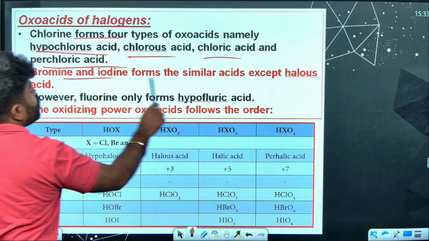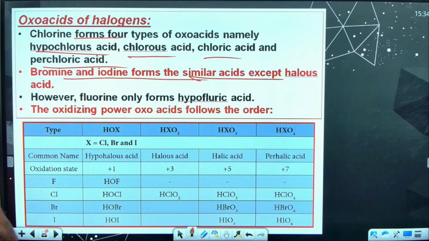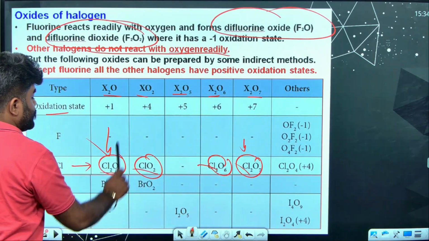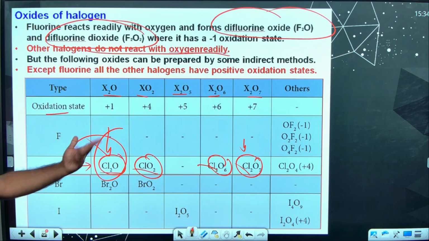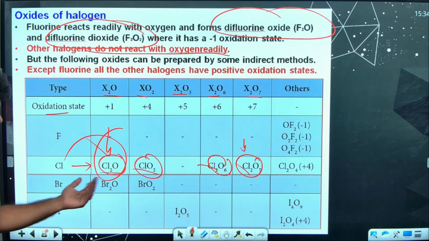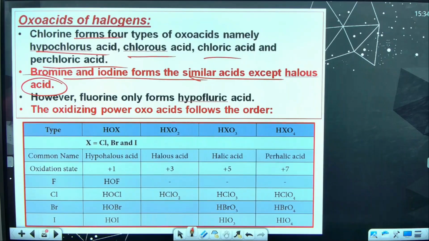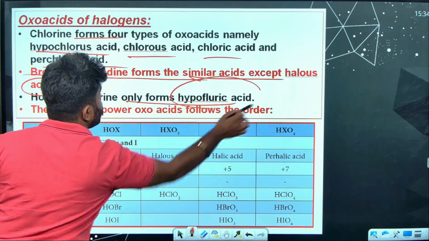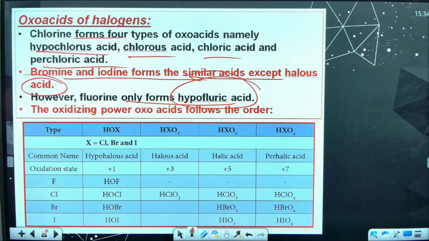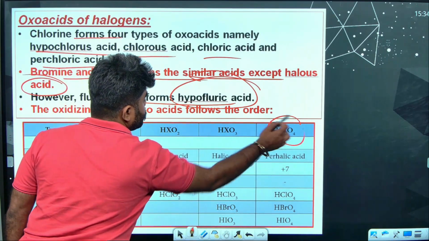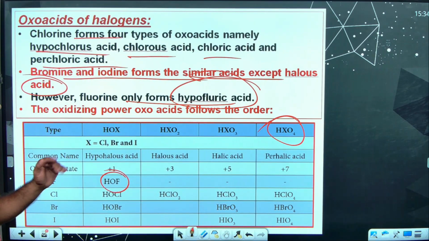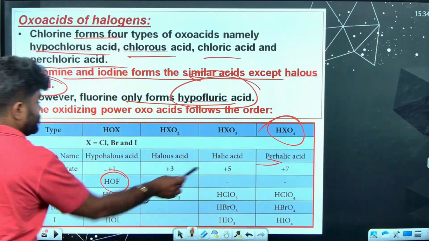But bromine and iodine form similar acids except the halous acid. They do not form halous acids like chlorous acid, such as bromous or iodous acid. However, fluorine only forms hypofluorous acid, that is HOF. Now when you see the oxidizing power of the acids, you see that this will be more oxidizing. Perhalic acid will always be more oxidizing than the rest.